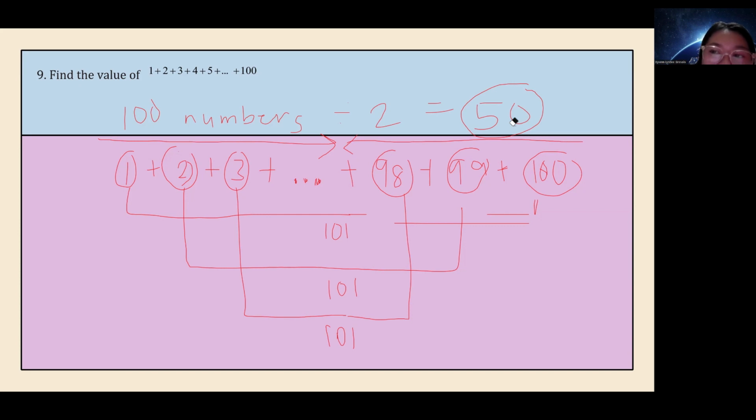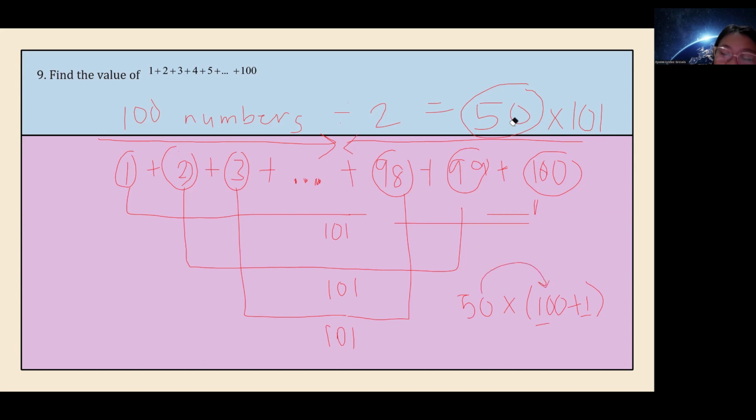So to get the total, we just have to multiply 50 by 101. Again, there are 50 pairs that have a sum of 101. So what is 50 times 101? Okay, so we can just do it like this: 50 times 100 plus 1. Don't forget we can distribute 50 to each of the terms in 101.